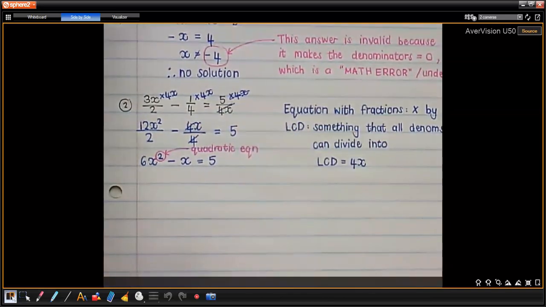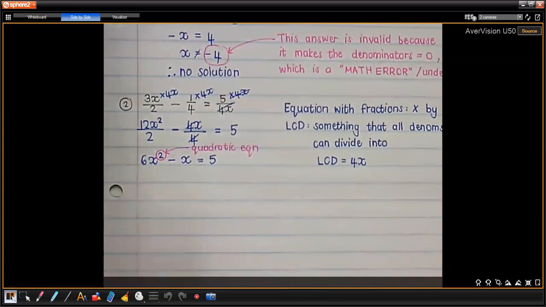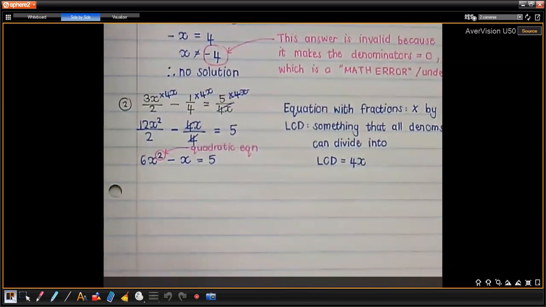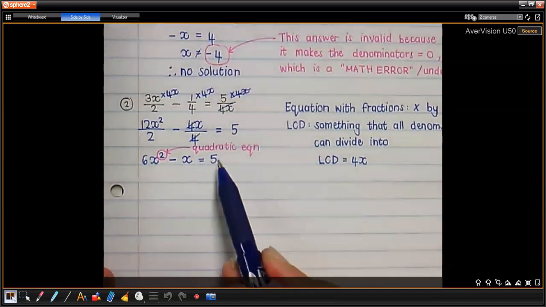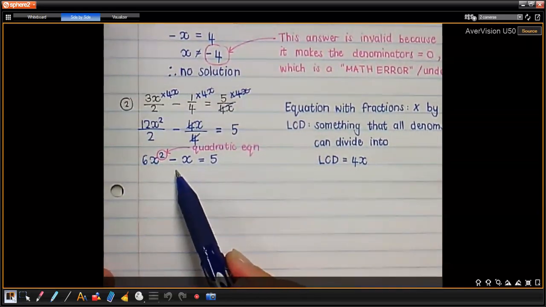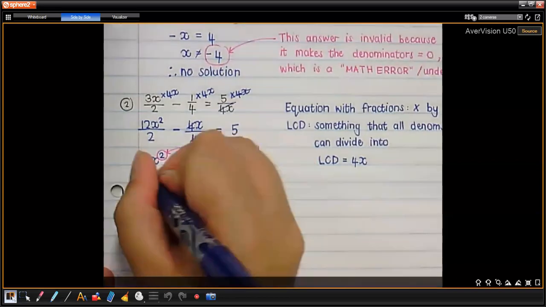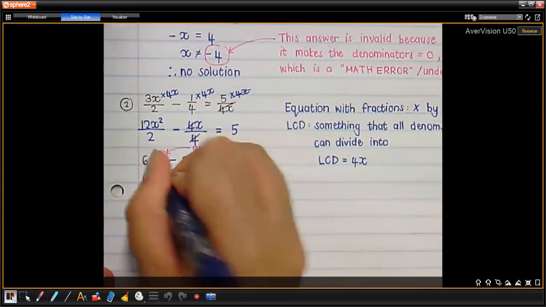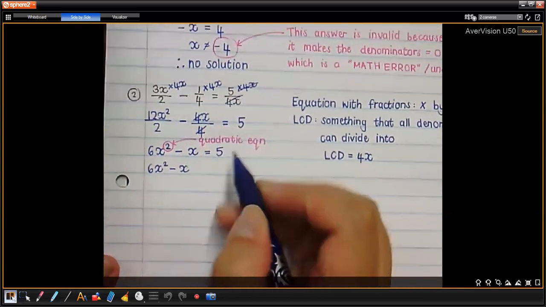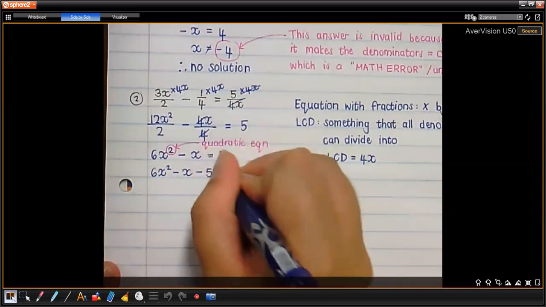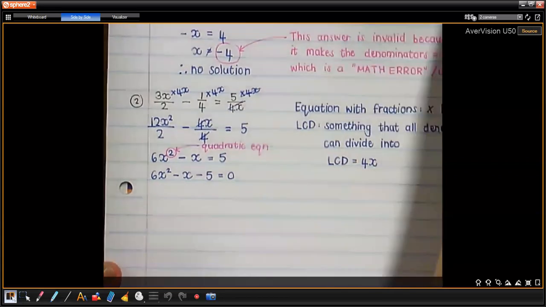And what do we use to solve a quadratic equation? What did we learn about yesterday? Quadratic formula. Yes, that's the easiest way of doing it. But before we can use the quadratic formula, we need to get it in standard form. So this 5 needs to move to the other side. So 6x squared minus x. It's positive 5 on this side, so when we move it, it's going to become minus 5 is equal to 0.